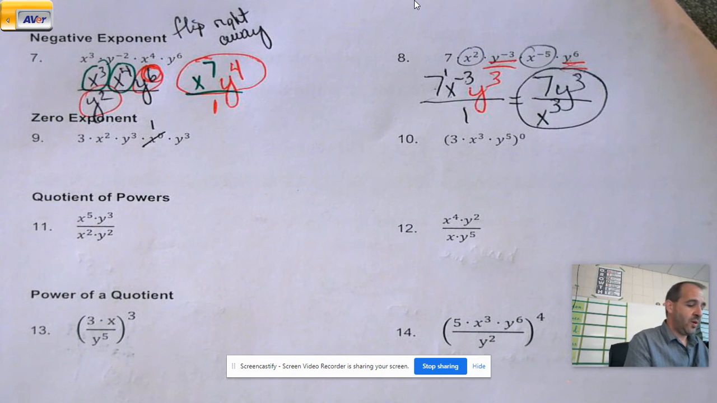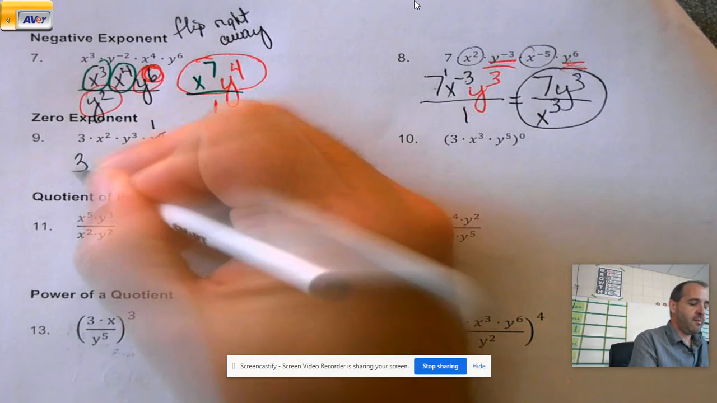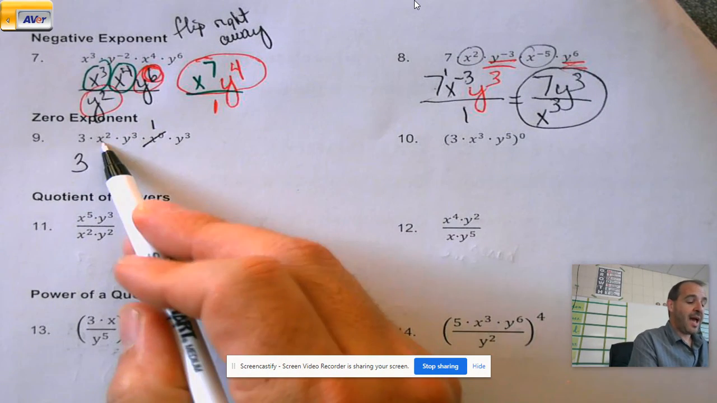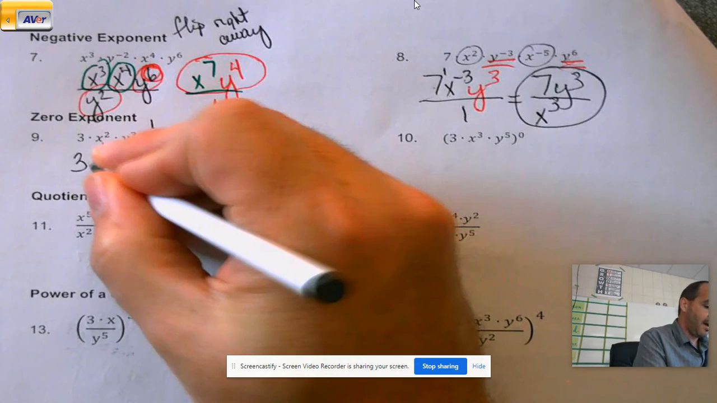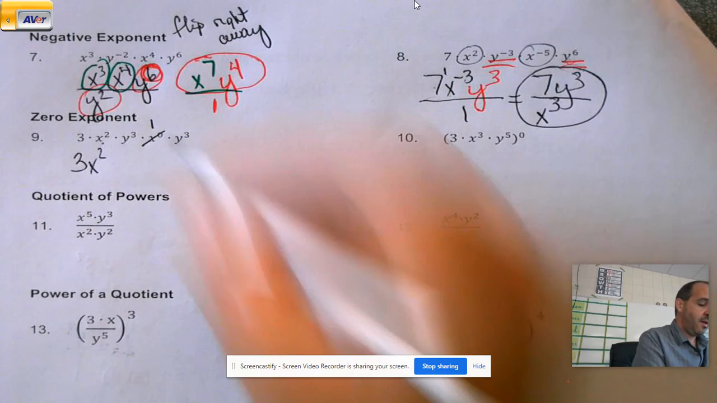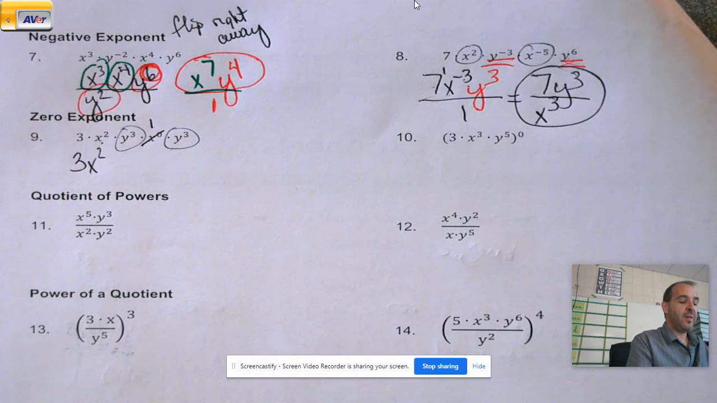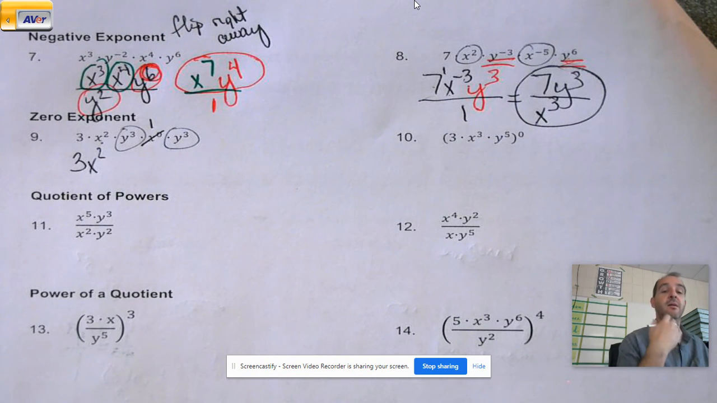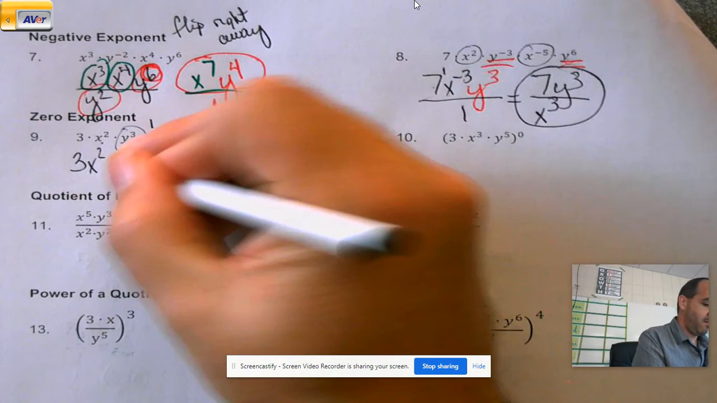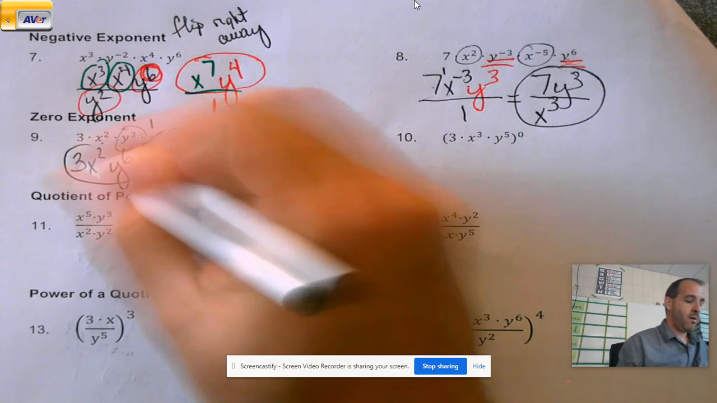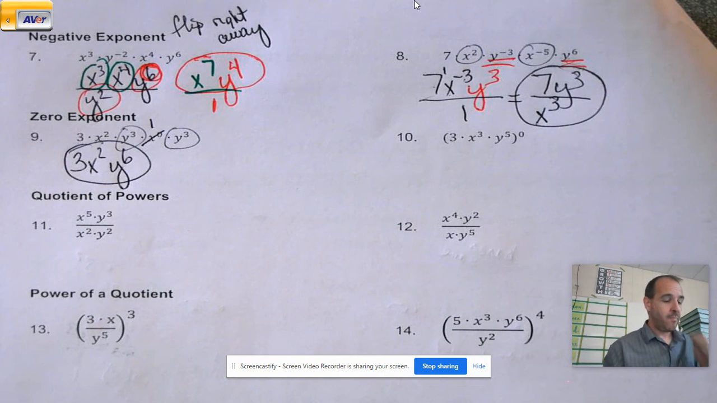Okay, so here I look, I got one coefficient 3. That's my only x left now, so x squared. And then I'm multiplying my y to the thirds, which means I add. And we get that set.